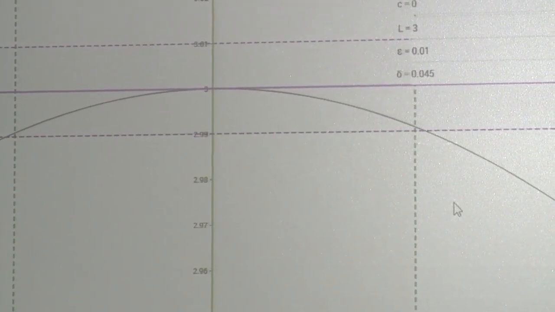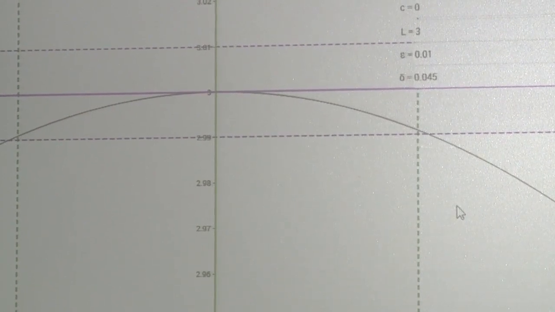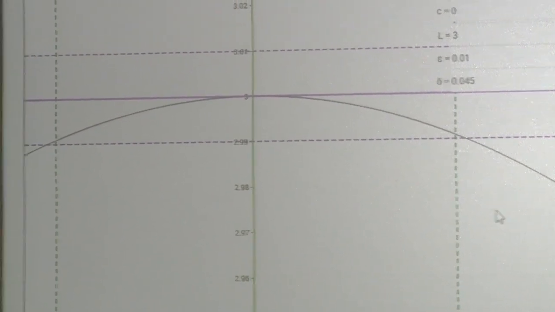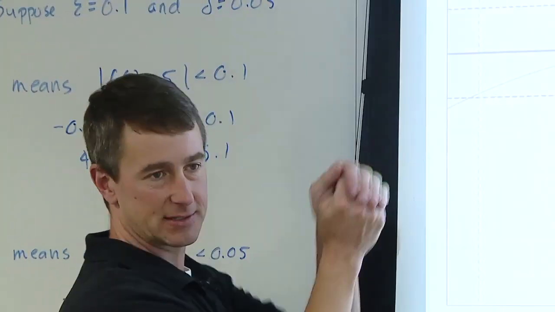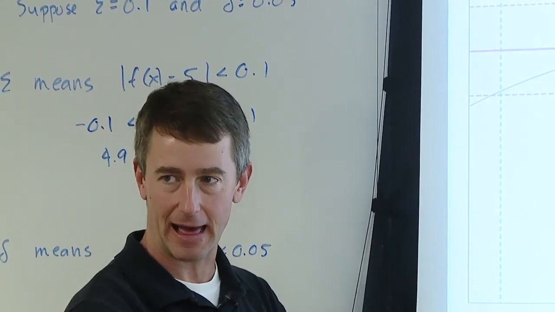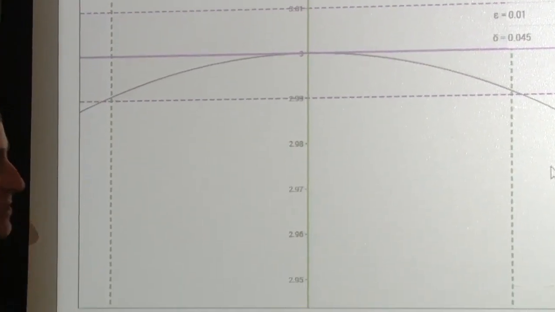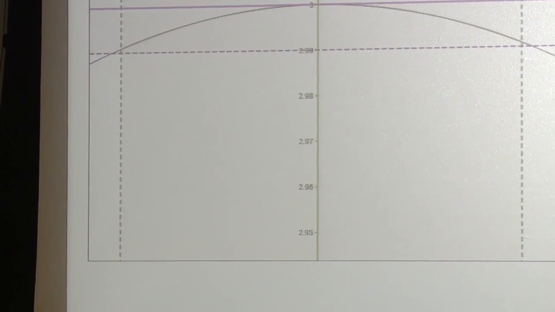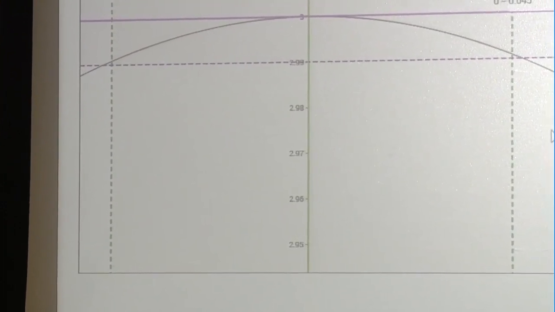And again, we're not proving anything here. We're just trying to get an understanding of this definition. And the order is important, right? The person on the street chooses the epsilon. He gives this vertical band for us to stay within. Once he's done that, we get to choose the delta. In other words, we get to choose which x values we're going to restrict the function to in order to stay within that epsilon band that the person on the street gave us.